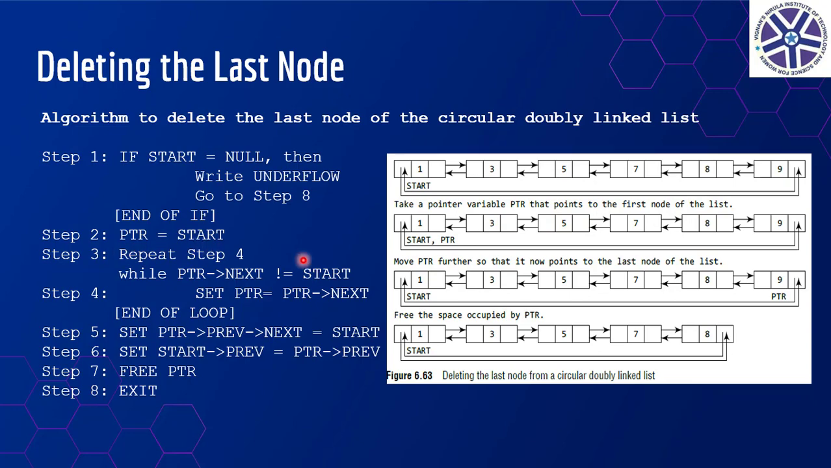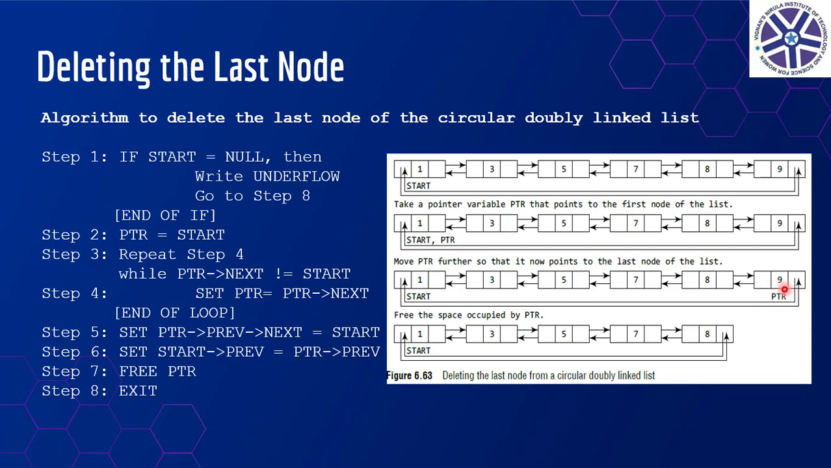Initially PTR equals start. Now we need to advance the PTR until this node. How can we do that? Until PTR to next equals start. So while PTR to next is not equal to start, we advance the PTR. PTR stops here, and now the PTR is here. So we need to delete this PTR.